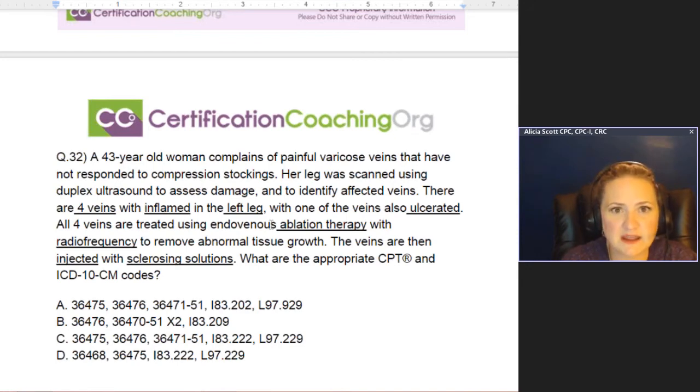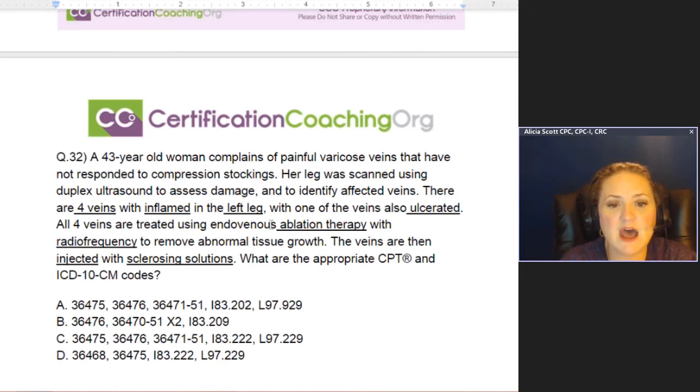I haven't even read the documentation yet, or you could wait, not look up those codes, and just quickly speed read and see what jumps off the page. Some of this is fodder. I don't care that she's 3 years old. That doesn't jump off. What does jump off the page? 4 veins. They're inflamed. It's the left leg. Every single code is going to tell you the laterality in ICD-10. They specifically said left leg. That should leap off for you.